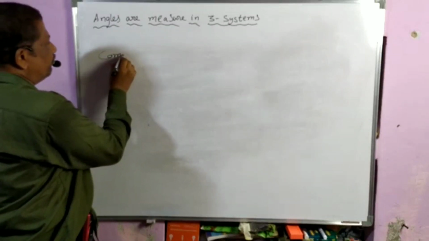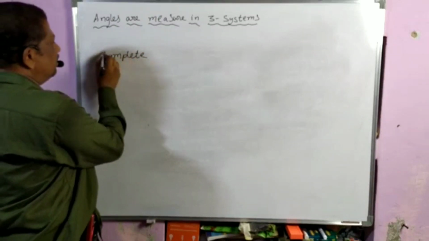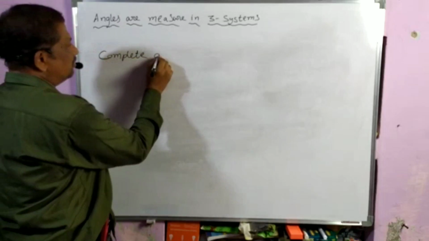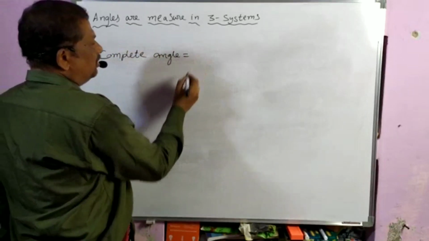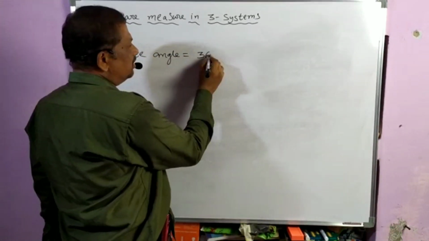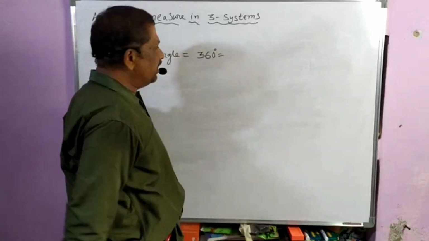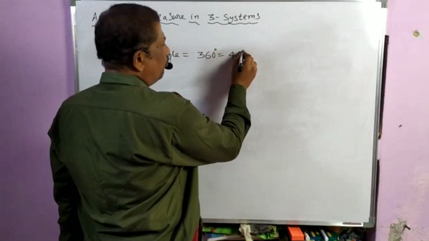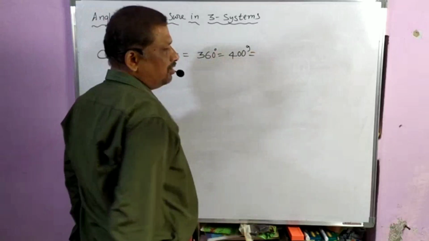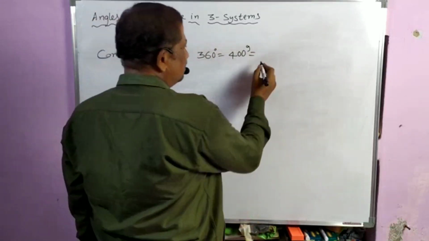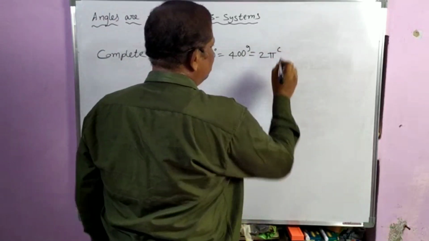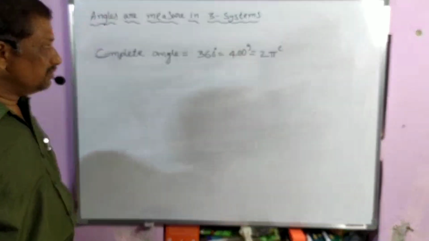Complete angle at the center of the circle. In degrees, 360 degrees. In grades, 400 grades. In radians, 2 pi radians. So the relation between these three systems we will see.